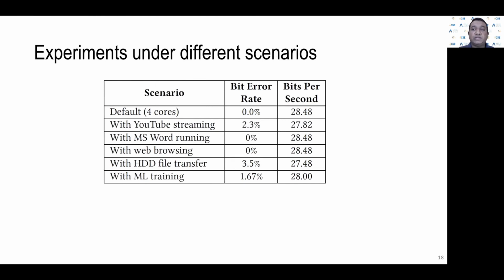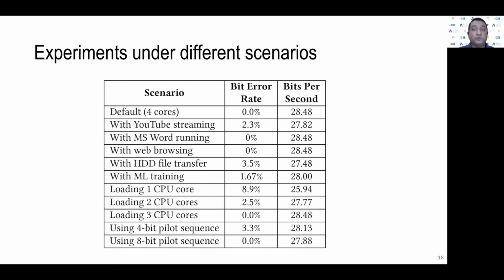Next, we test our data transmission with various background applications running in the transmitter. We also run tests with different settings, such as how many cores are used for power modulation and the length of the pilot. Regardless of the different settings or the background scenarios, we see low error rates showing how effectively we can send data using our approach.